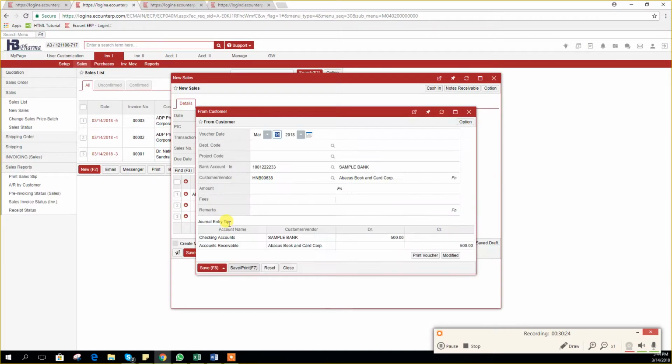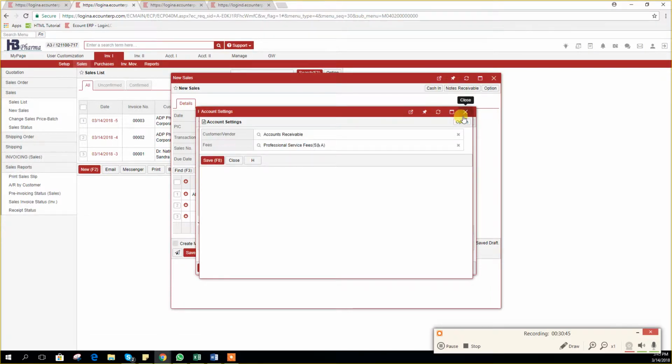Save it. So now you can see that this is the journal entry. You debit checking accounts, which is your bank here, and you credit your receivables. Why credit receivables? Because we did not set this. You can set this to whatever that you want here. Alright.